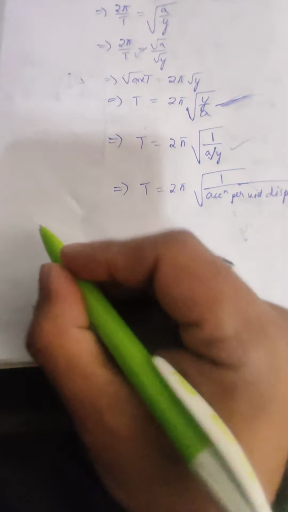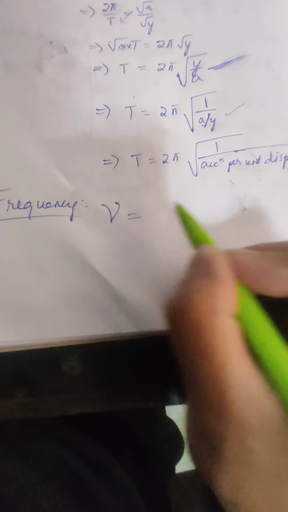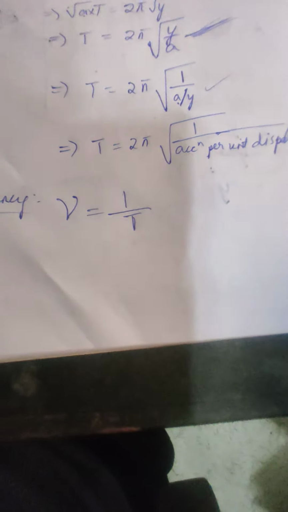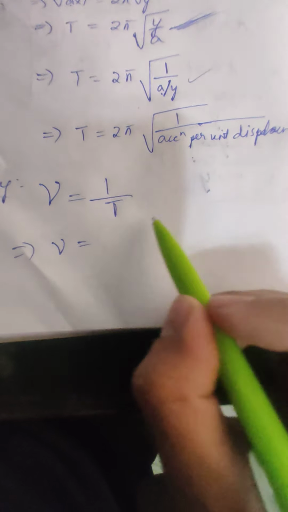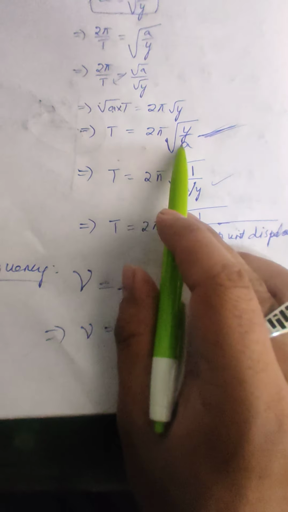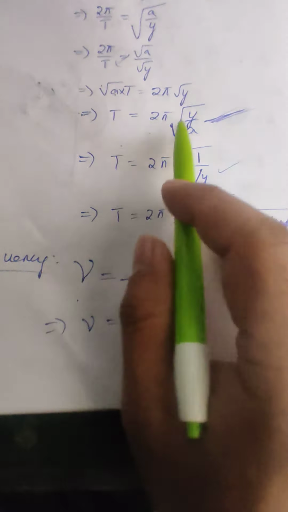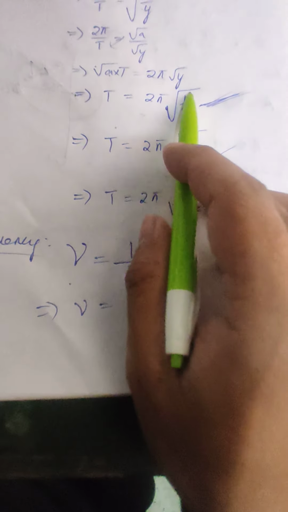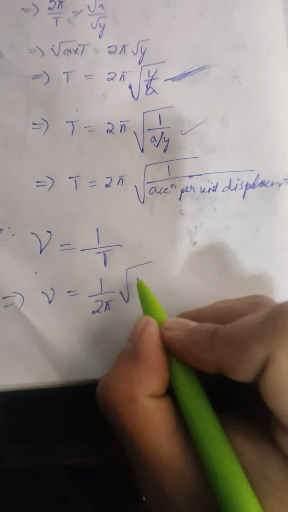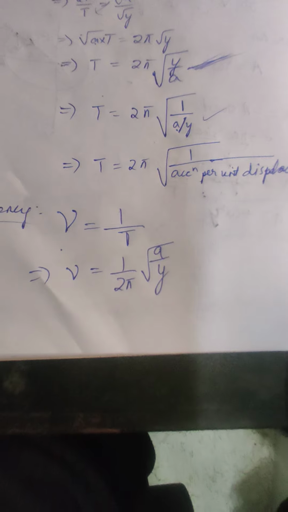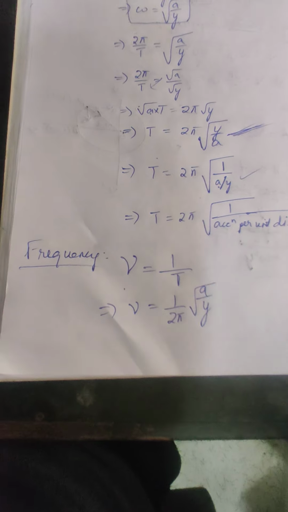Now finally we will talk about frequency. Frequency we represent by mu, and frequency is simply the reverse of time period, 1 by T. So what is mu? Time is 2 pi root y by a, right? So since frequency is the reverse of this formula 1 by T, we will just reverse this one. So it will be 1 by 2 pi root a by y. This will be the formula to calculate the frequency. Nothing long to study from frequency.